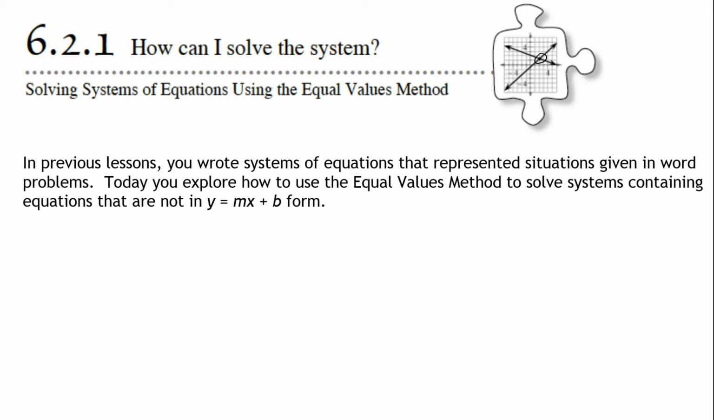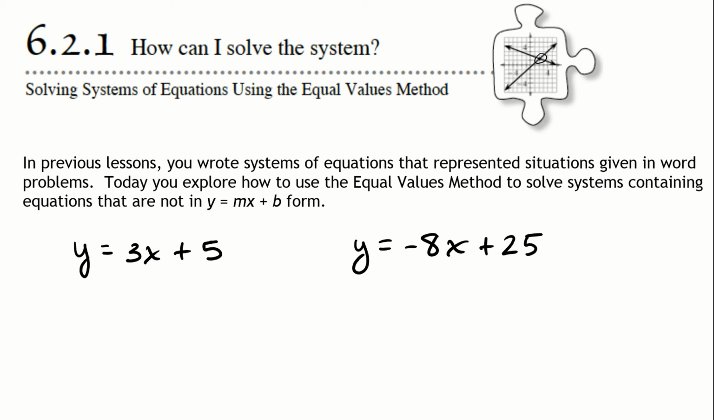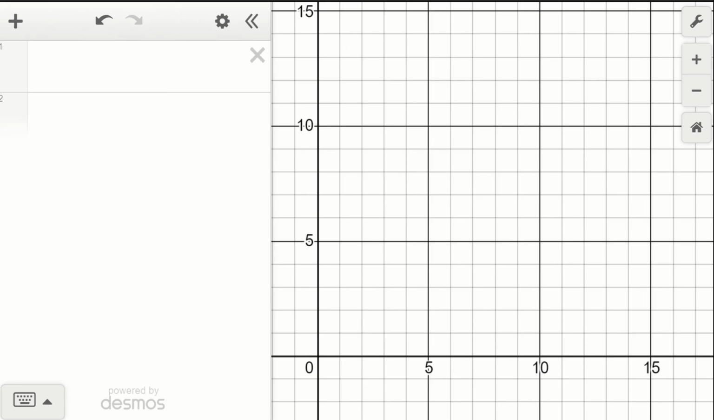So let's consider the following system of equations. y is equal to 3x plus 5. And we have another equation, y is equal to negative 8x plus 25. Now, while it's true that I could absolutely graph those two equations and look at where the solution is, in fact, let's do that real quickly.